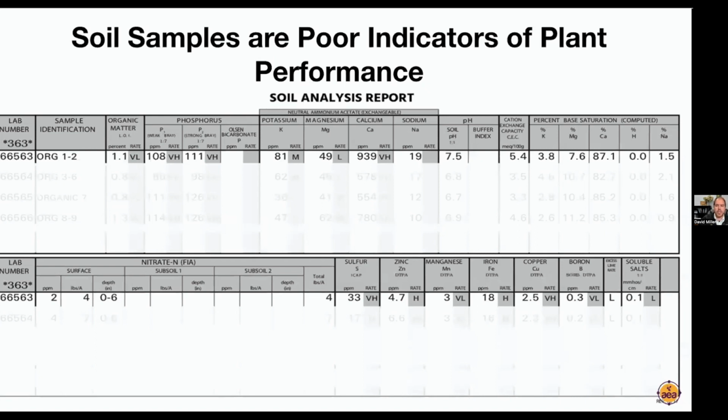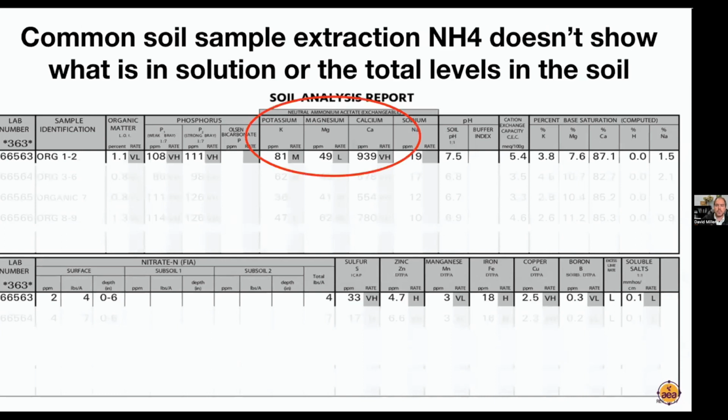So here I'm showing you a soil sample, because this is a big part of understanding if you should be applying fertilizer or not, if you're going to have a benefit from applying fertilizer or not. So on this soil sample, I want to specifically point out the potassium level, the magnesium level, and the calcium level. And then also the manganese level here at 3.